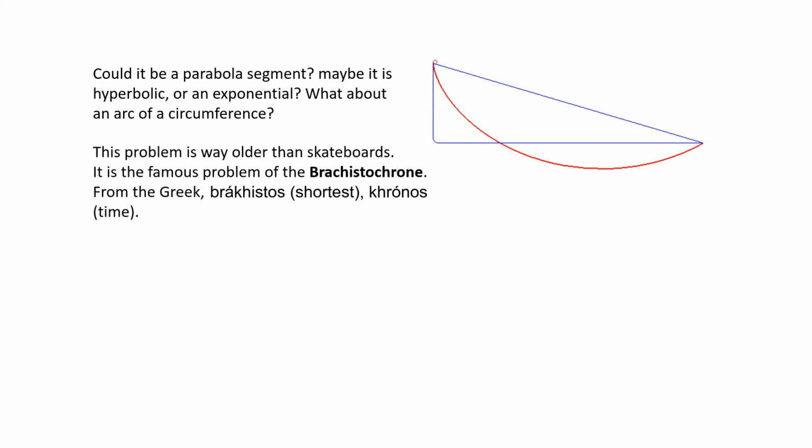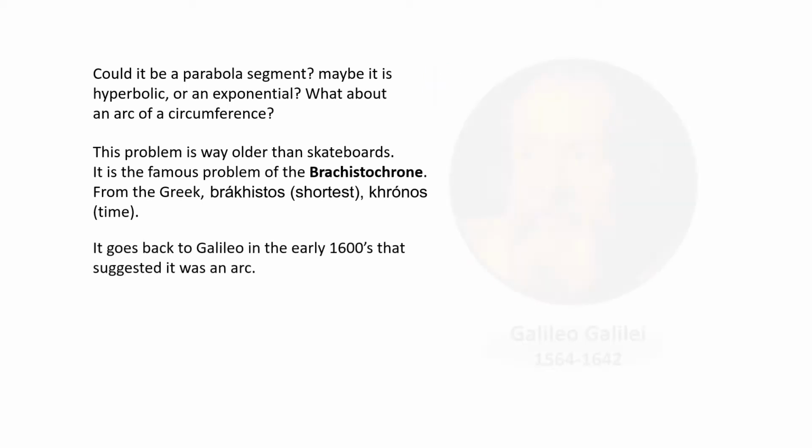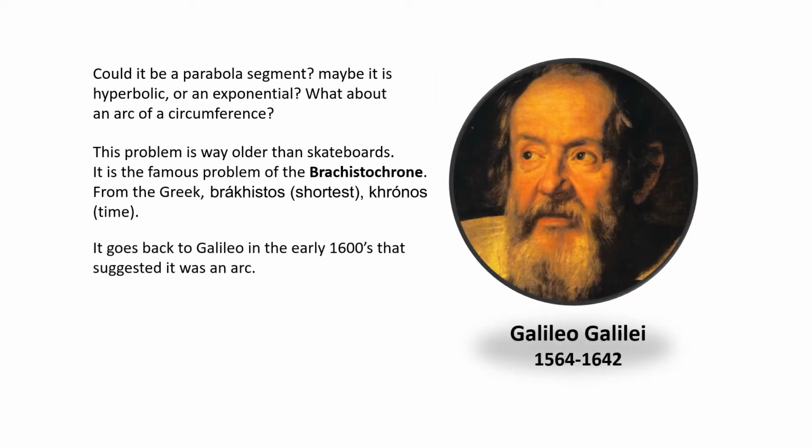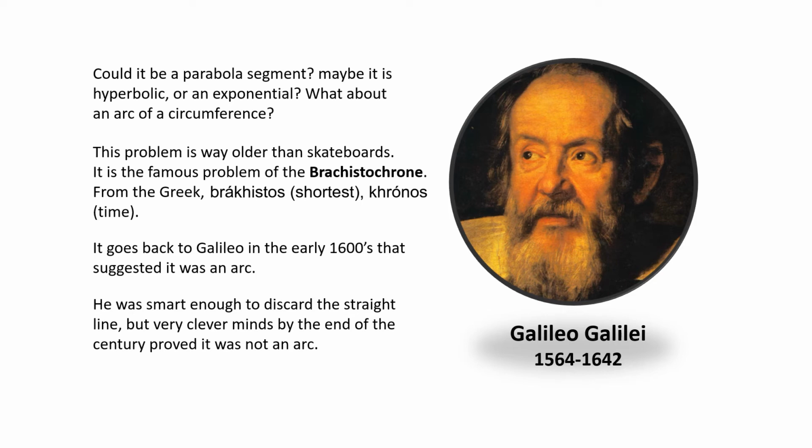This problem is way older than skateboards. It is the famous problem of the Brachistochrone, from the Greek brachisto, shortest, and chrone, time. It goes back to Galileo in the early 1600s, who suggested it was an arc. He was smart enough to discard a straight line, but very clever minds at the end of the century proved that it was not an arc.